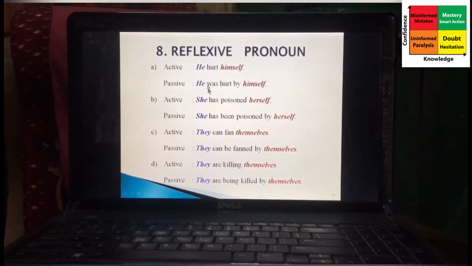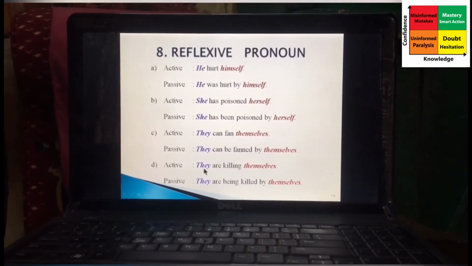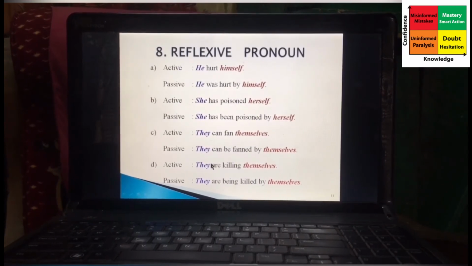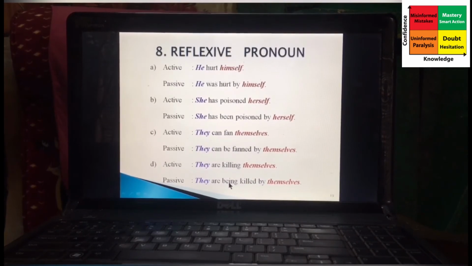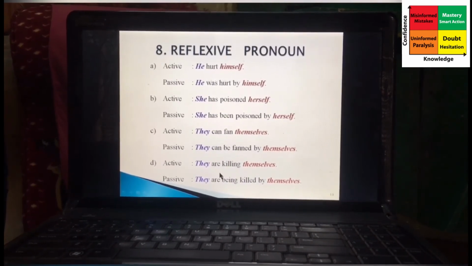The same way I have given many examples, like number D. They are killing themselves. They are ing, and ing will be being because it is continuous. So: killed and by themselves.